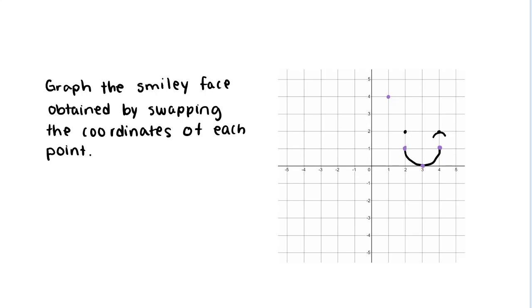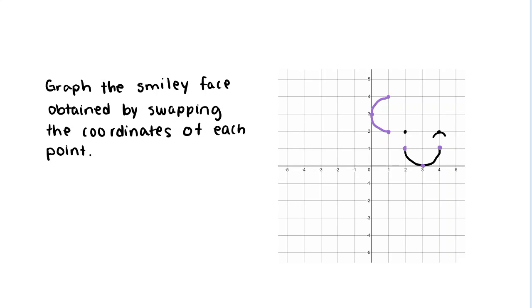Similarly, if I take this bottom part of the mouth, the point 3, 0, and swap the coordinates, I would get 0, 3, this point here. And then lastly, I would take this point 2, 1, swap its coordinates and get 1, 2. So the mouth, after swapping the coordinates of all the points on the mouth, would look something like this.